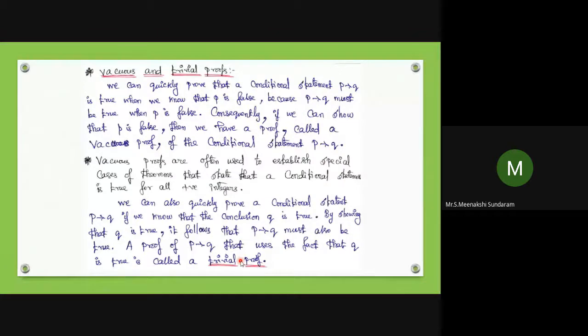Next, vacuous and trivial proof. The word trivial we can already study in simultaneous equations: trivial solution, unique solution, infinitely many solutions, no solution, etc. Trivial solution means there is no work to do, so obviously the answer will come. Obviously it is true, no need to check. It is always true.